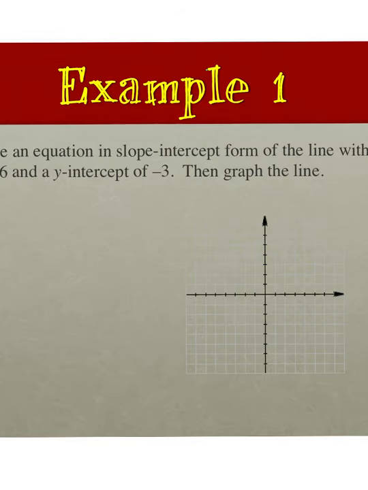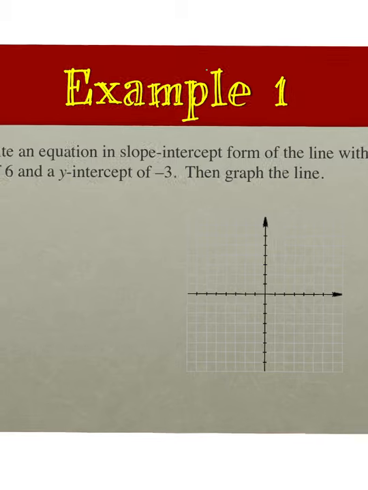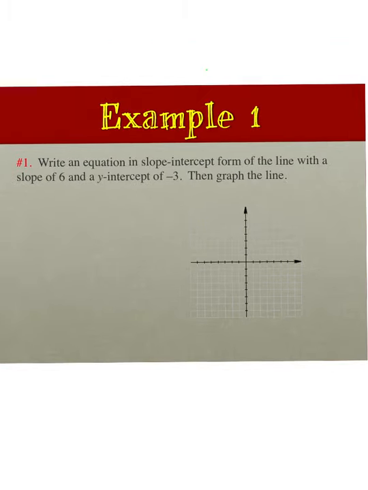All right, let's go ahead and do our first example here. It says to write an equation in slope-intercept form of a line with a slope of 6 and a y-intercept of -3. Then we will graph the line. So the first thing I notice is they want me to write it in slope-intercept form. Remember that slope-intercept form is y equals mx plus b. It's the most popular of the three forms, I would say, the most recognized.